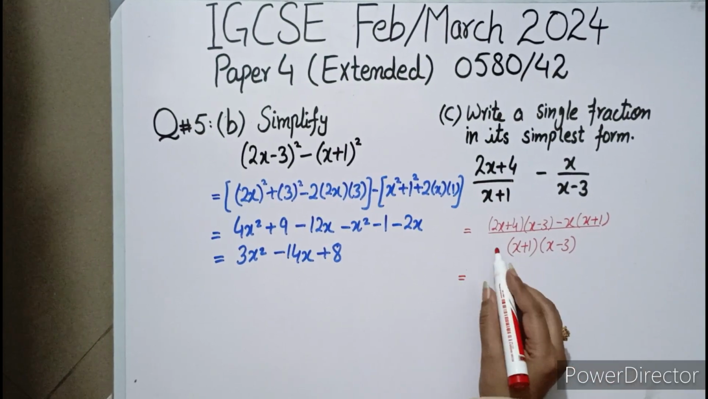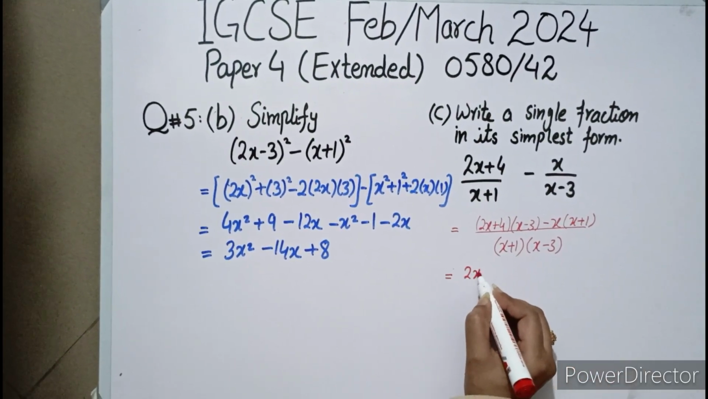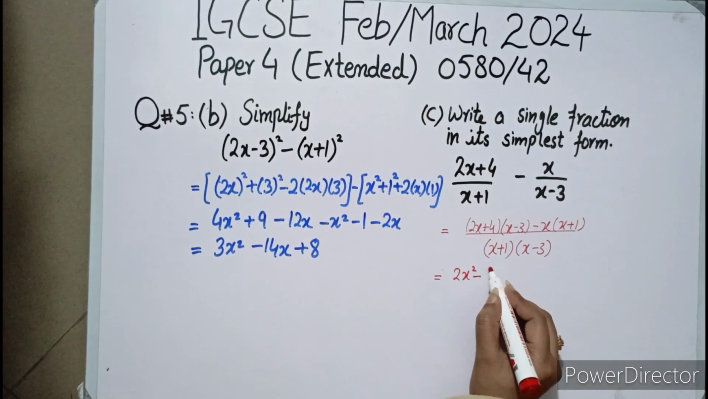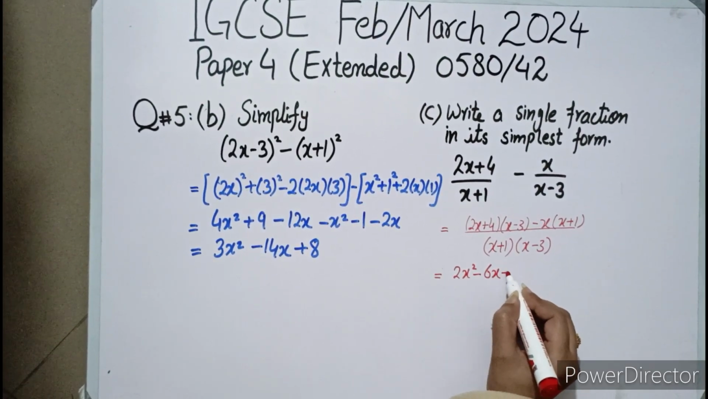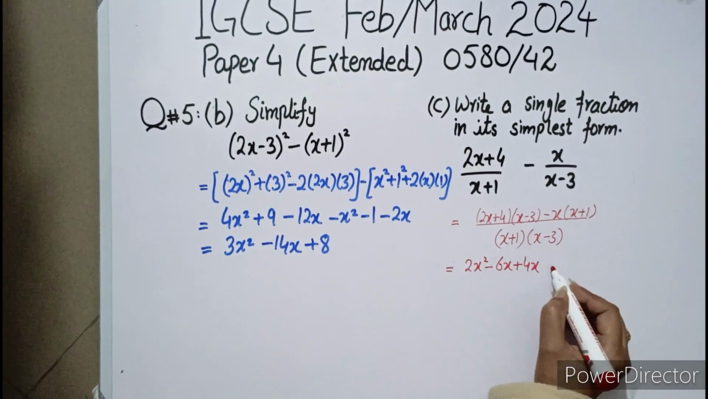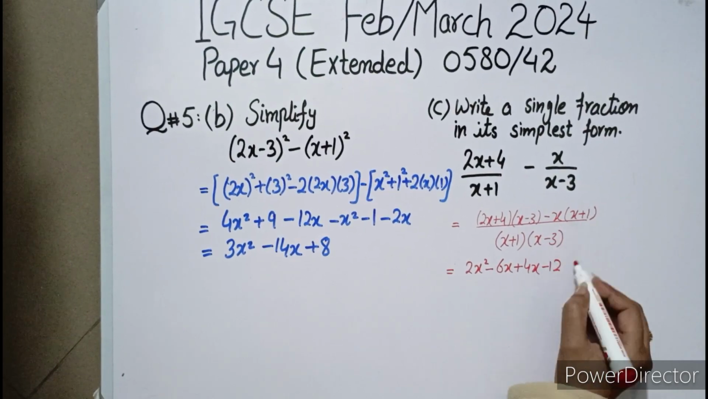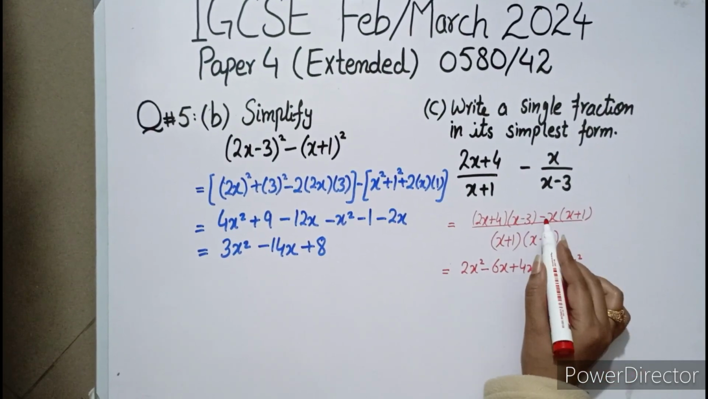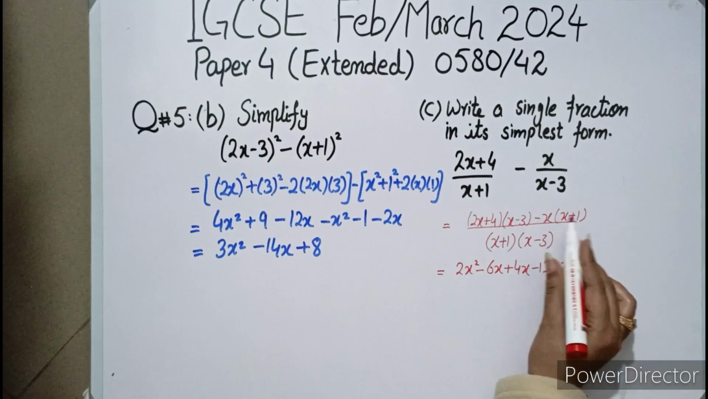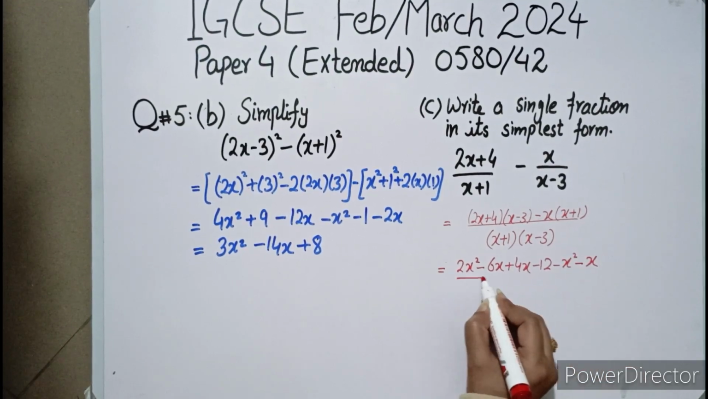Now expand the expression. You will get 2x square minus 6x plus 4x minus 12. x into x will be x square, minus x square, plus minus will be minus x, 1 times x.